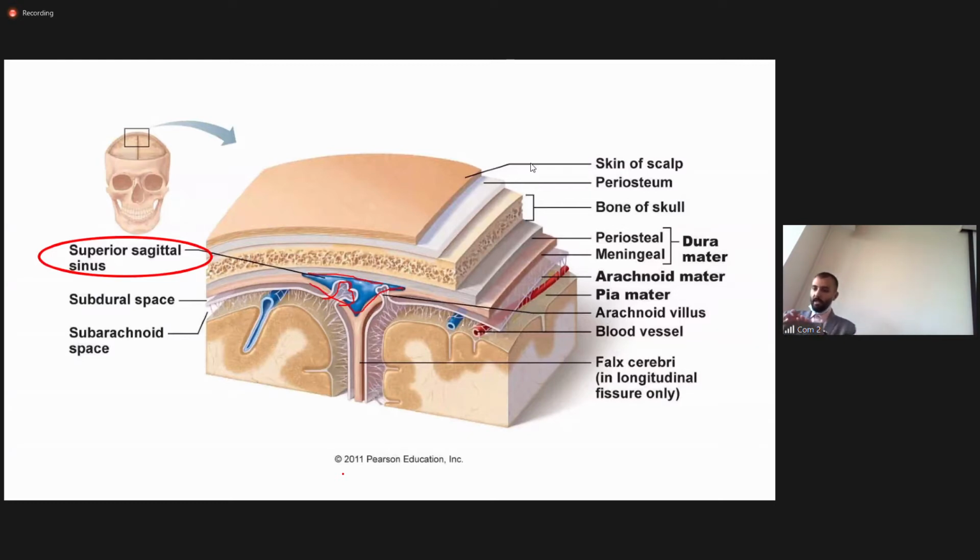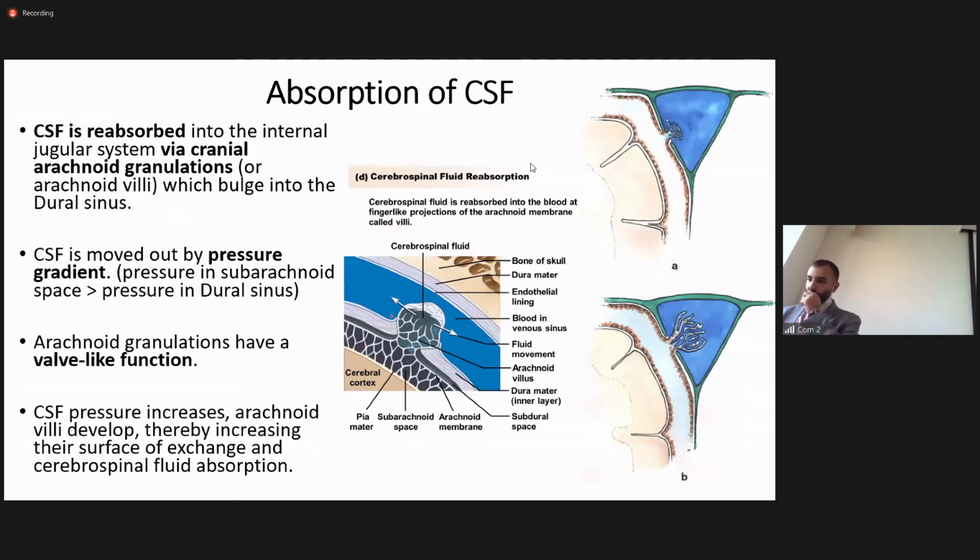Now let's look at the arachnoid granulations. So basically, as we said, CSF is going to be traveling in the subarachnoid space and it will be reabsorbed or drained via these arachnoid granulations into the superior sagittal sinus. These arachnoid granulations are finger-like protrusions that are covered with an endothelial layer, okay? They are bulging into the dural sinus.